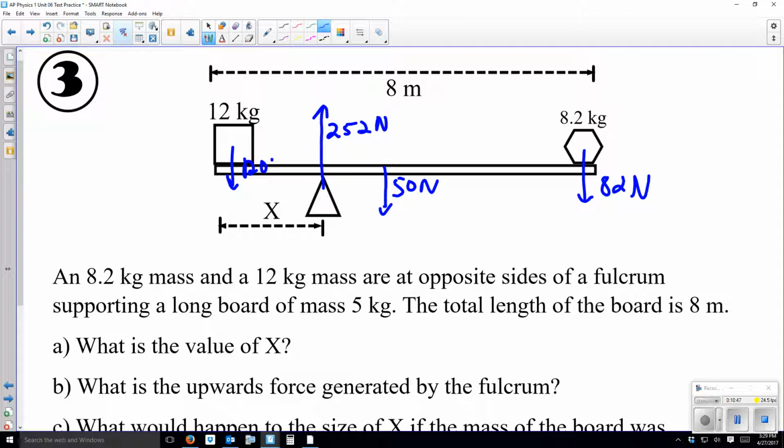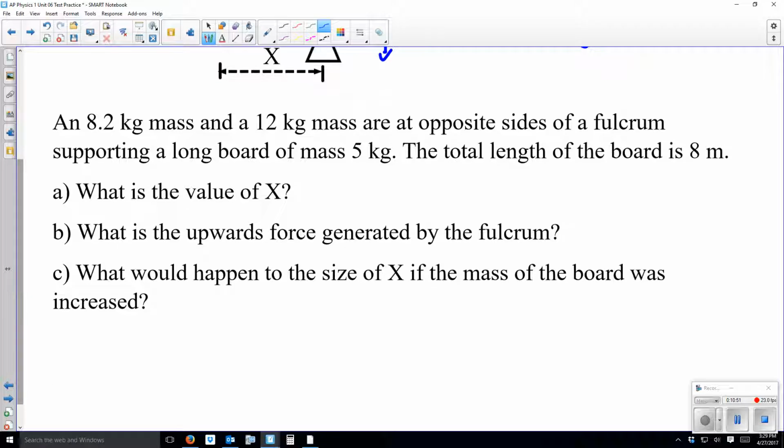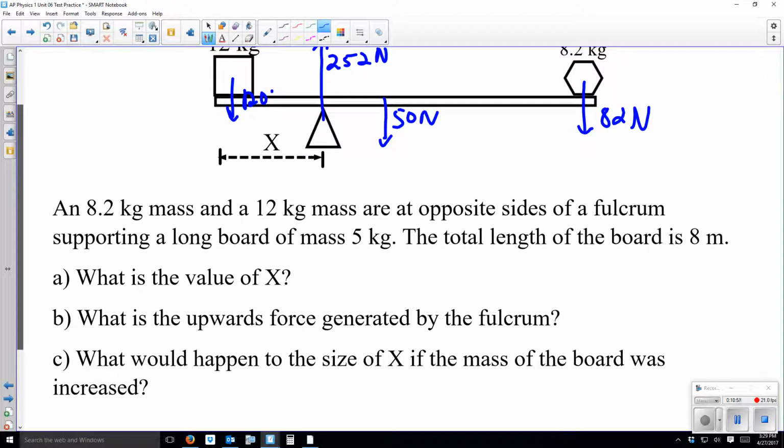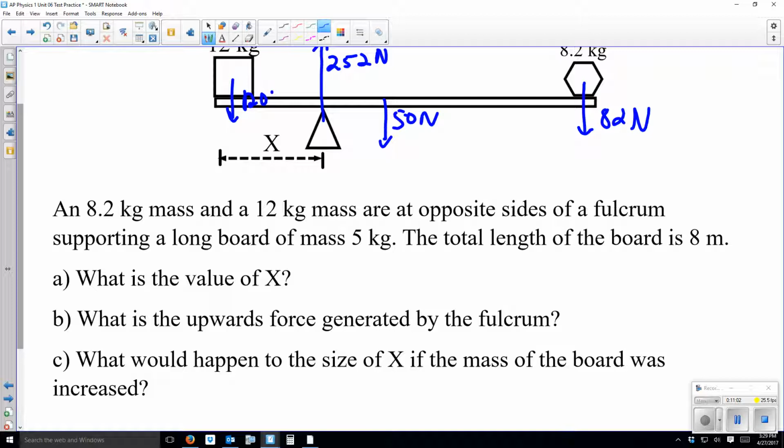Problem 3 says, what would happen to the size of X if the mass of the board was increased? So if I increase the mass of this board, and let's say that this was, I don't know, 6 kilograms now, I would have more of a force, more of a torque pushing this way.